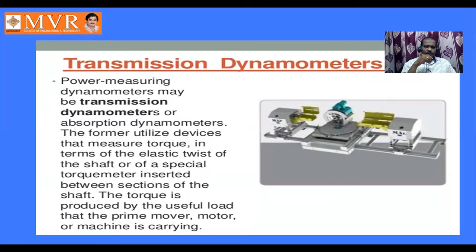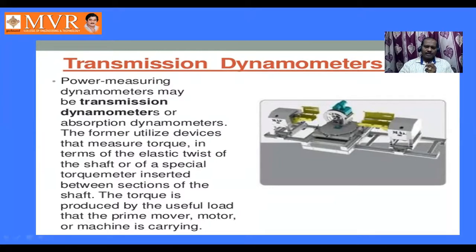The torque is produced by the useful load that the prime mover, motor or machine is carrying. That means if you observe, this is one set, another set, and in between the two we are going to place our torque meter. This torque meter is going to measure the torque, and if RPM is known, torque into angular velocity, we are able to find the power of the engine.